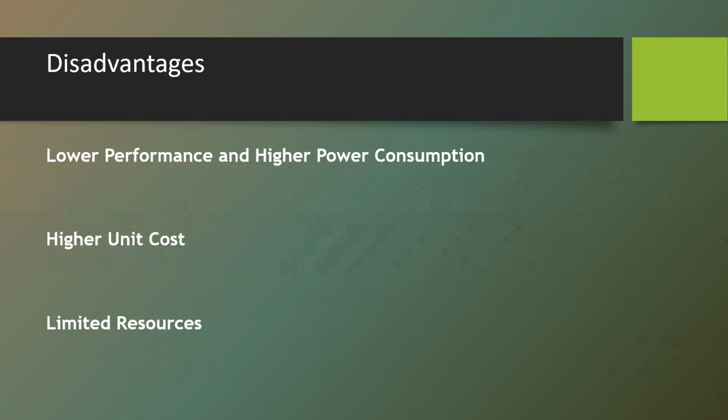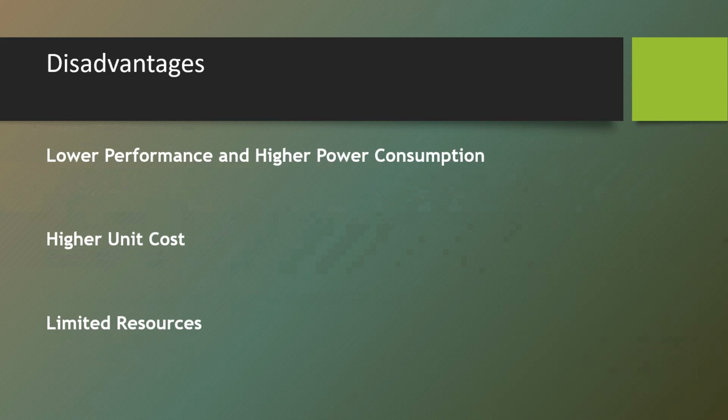Let us highlight some disadvantages also. So what are the disadvantages? Lower performance and high power consumption. FPGAs have lower performance compared to ASICs and consume more power due to general purpose architecture.